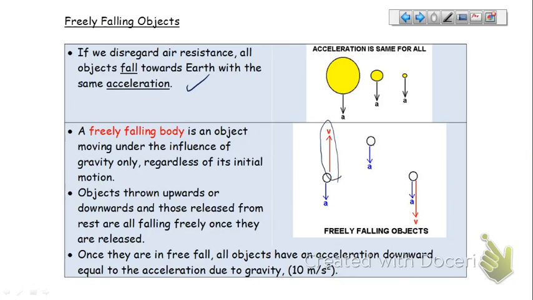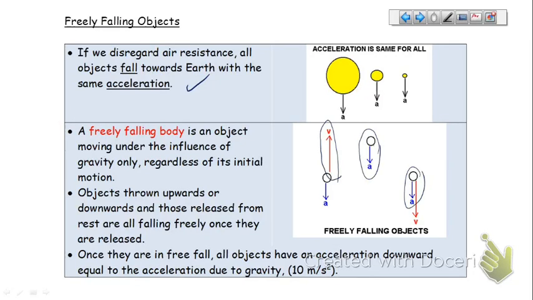If you're at the top of your arc, top of your jump, and you're stationary, you're still in free fall because there's only gravity acting on you. And if you're falling downwards and there's no air resistance, you're in free fall. Sometimes people forget the upwards journey is also in free fall. Objects thrown upwards or downwards or those released from rest are all falling freely once they are released. It's in free fall even though you're going upwards.